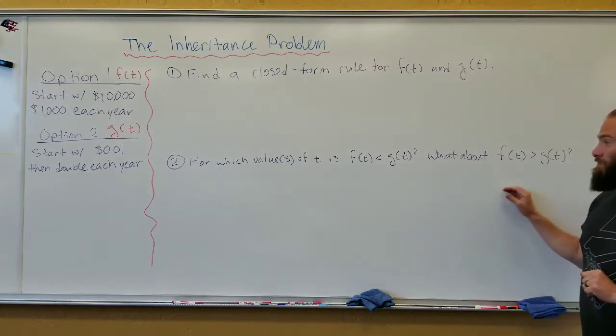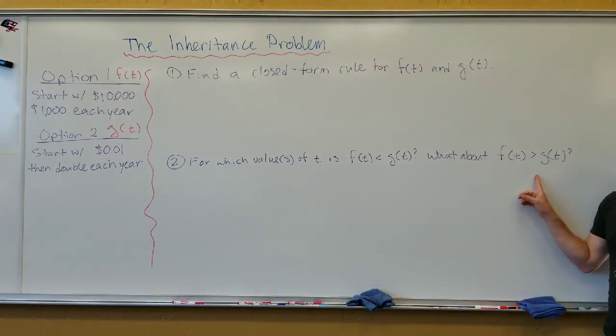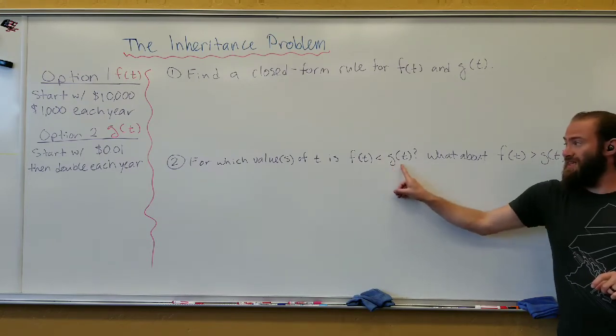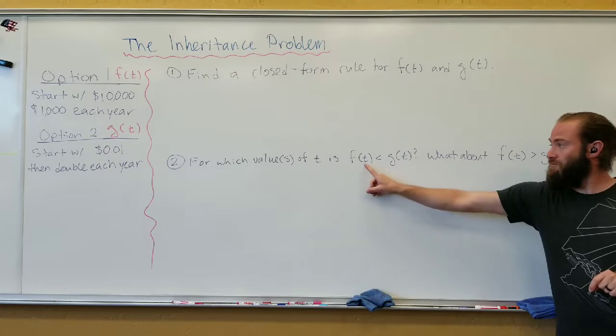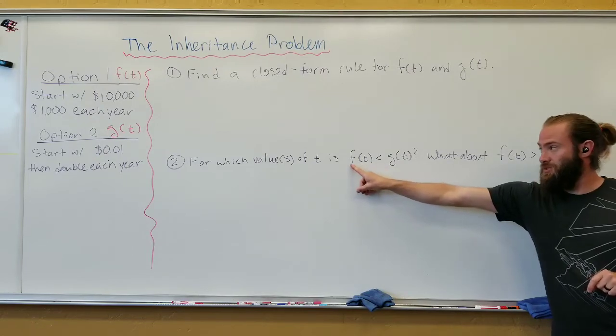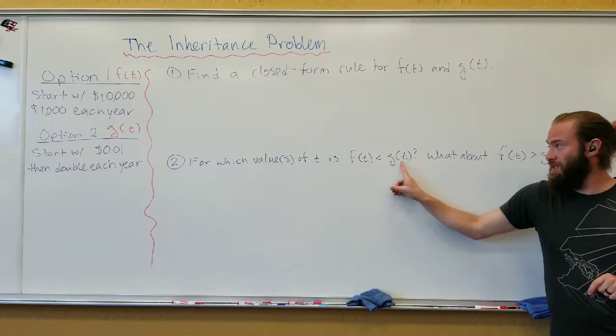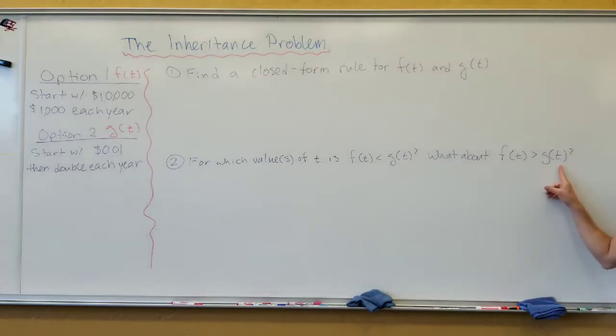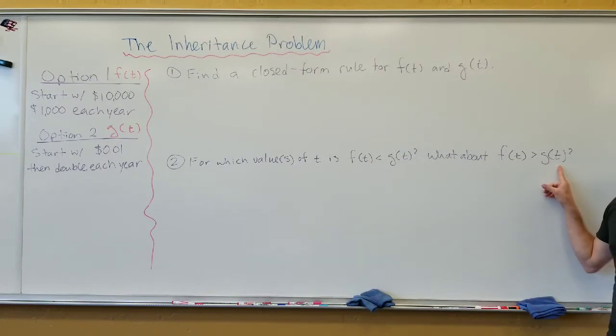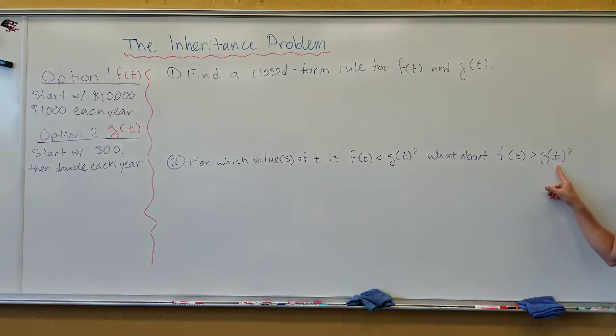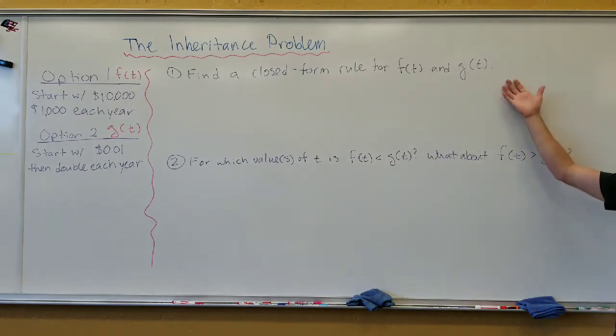And then also for which values or value of t is f of t less than g of t. So we're saying, when is this amount of money going to be less than that, and when is this amount of money going to be greater than that? You can probably easily just know certain values. You could even make a table and list it out. I think a graph might be helpful. Maybe the closed form rules you make will be helpful. So go ahead and pause now and answer these two questions.